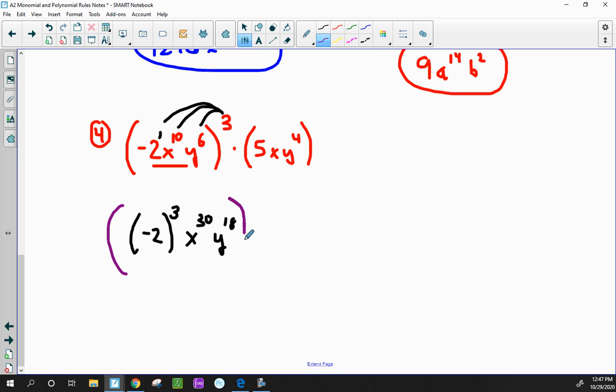Now we're going to keep this separated, so I'm going to put another parentheses there, and I'm going to drop down the next term. This one I don't see a power on the outside, so I don't have to do that.